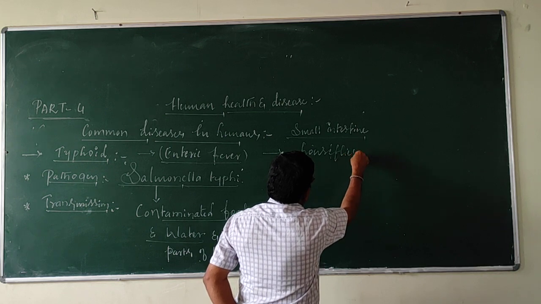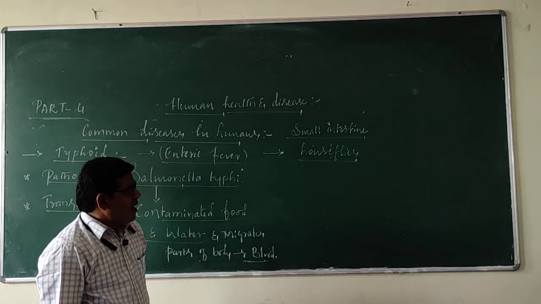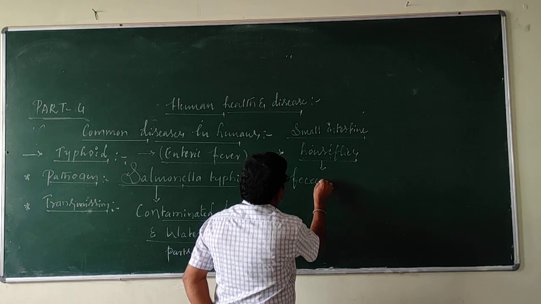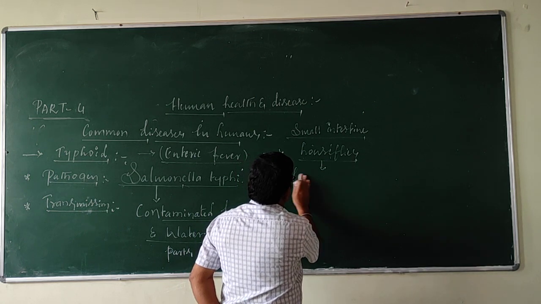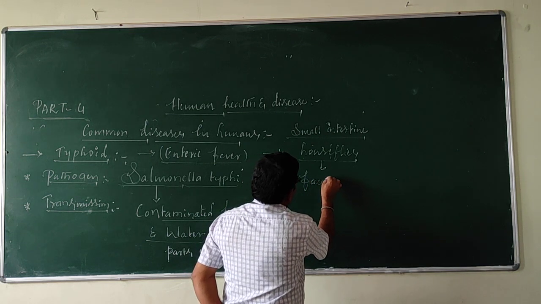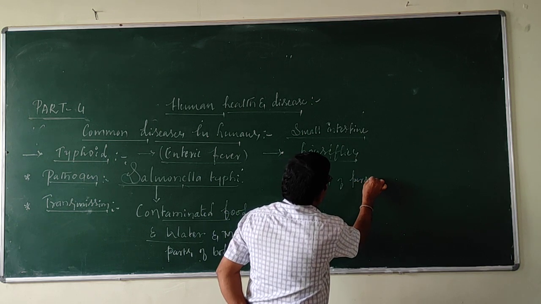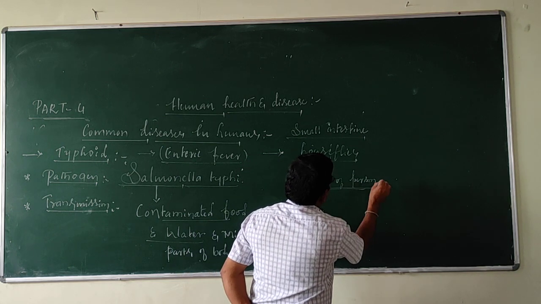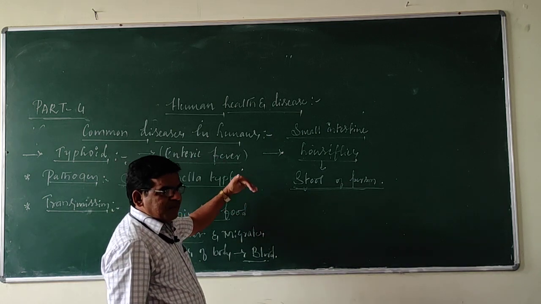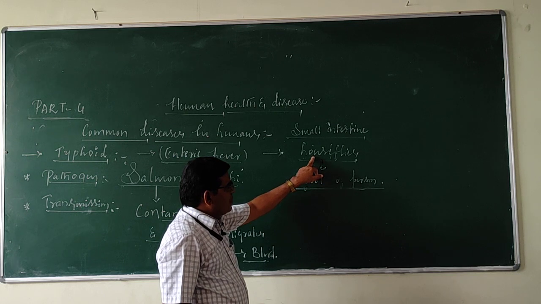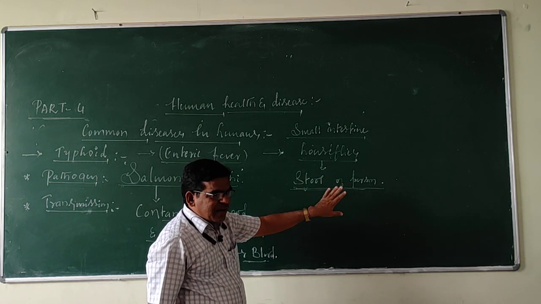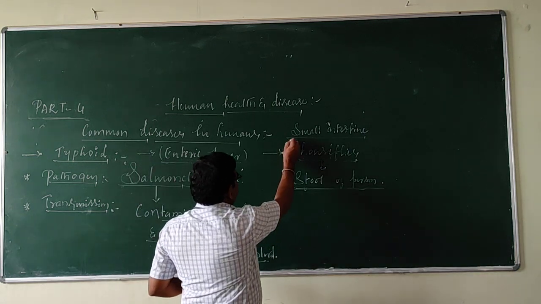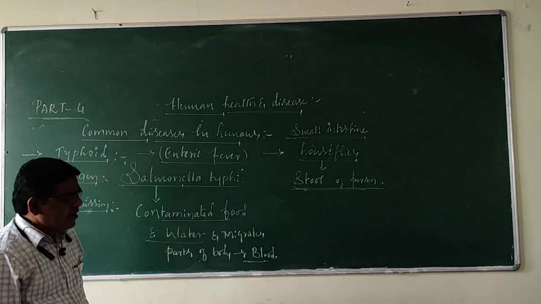house flies. The bacteria can be carried by house flies from the feces or stool of an infected person. Generally, the bacterium Salmonella typhi lives in the small intestine.